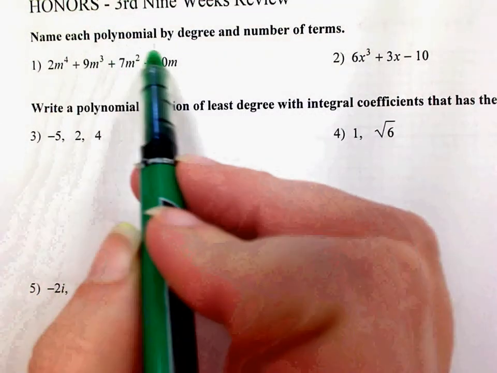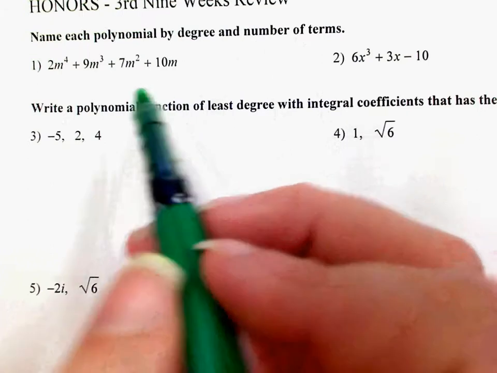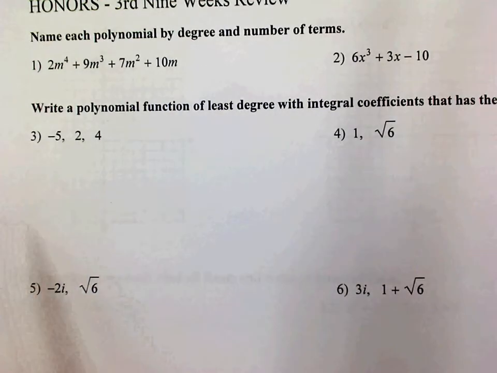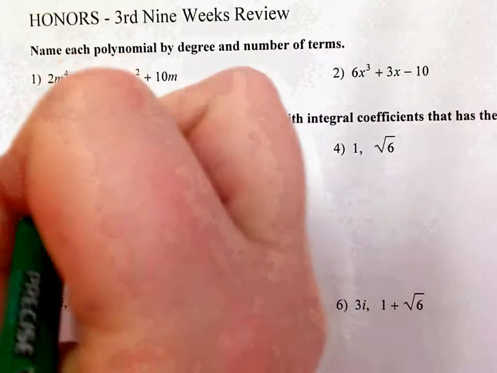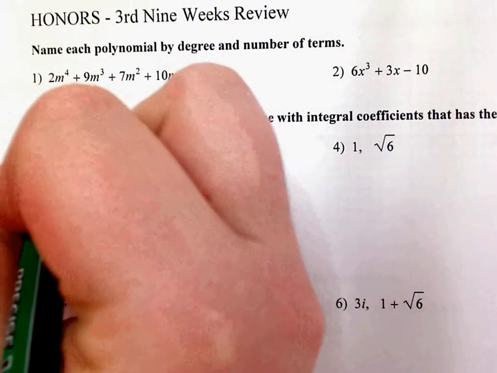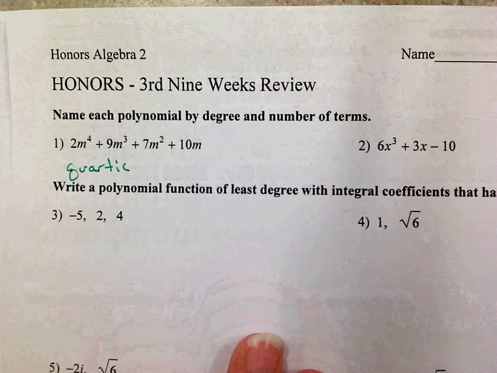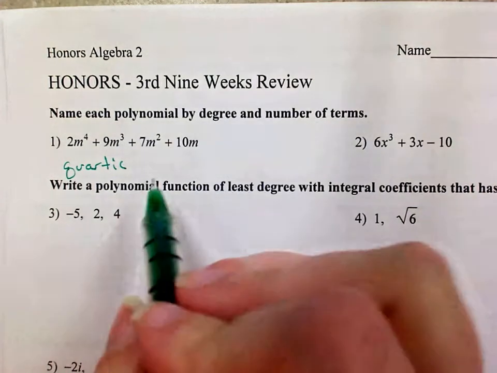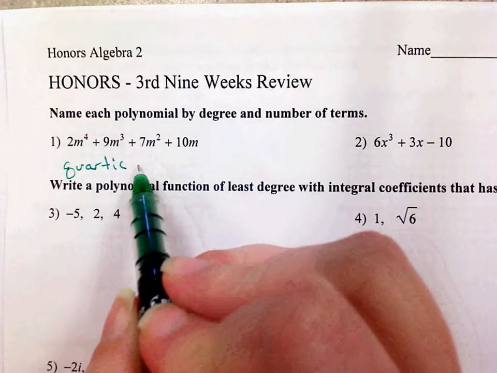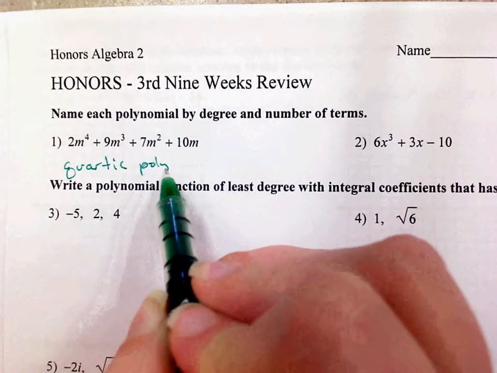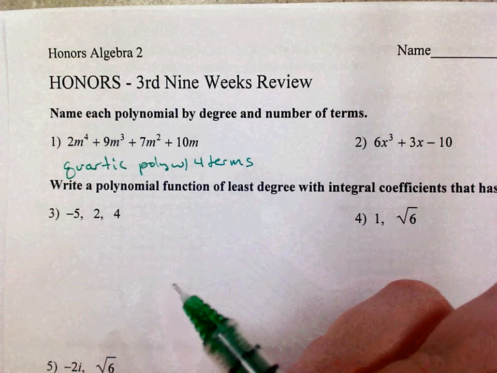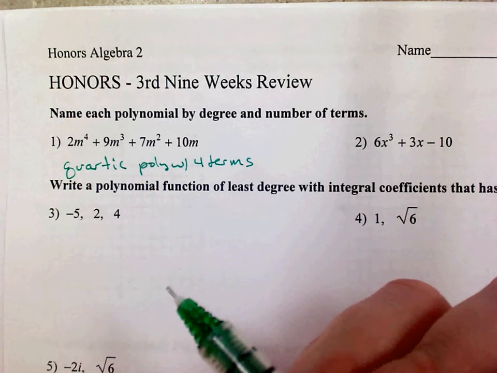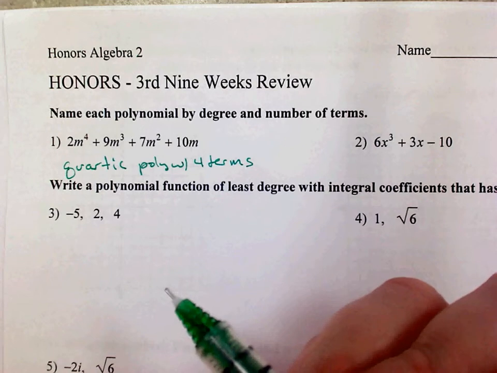All right. Name the polynomial by degree and number of terms. Degree, degree. 4, which means what? Quartic. And then number of terms? So we say quartic polynomial with 4 terms. What if there were 2 terms? Binomial, 3 terms? 1 term?